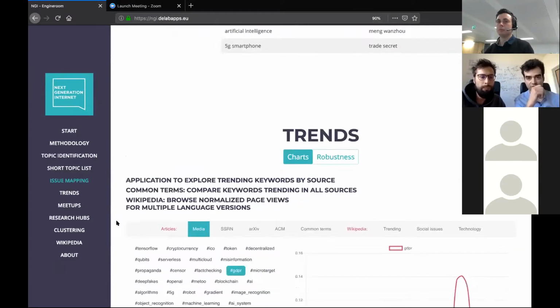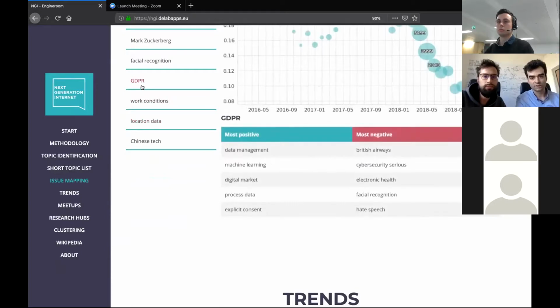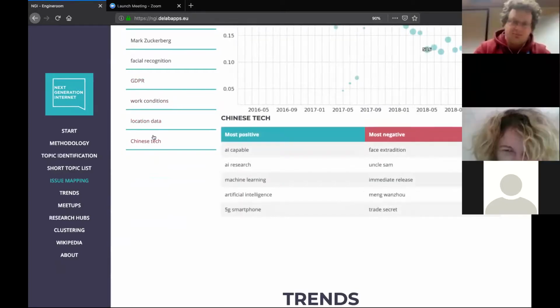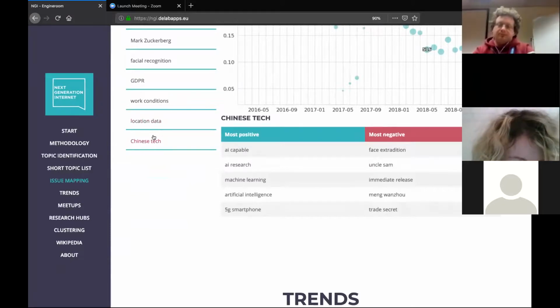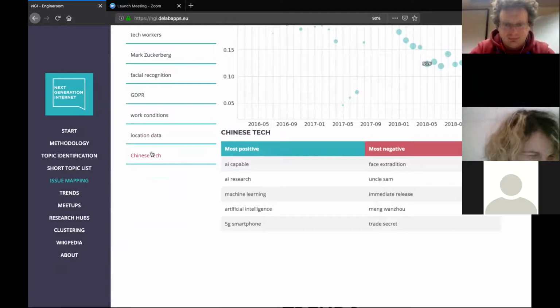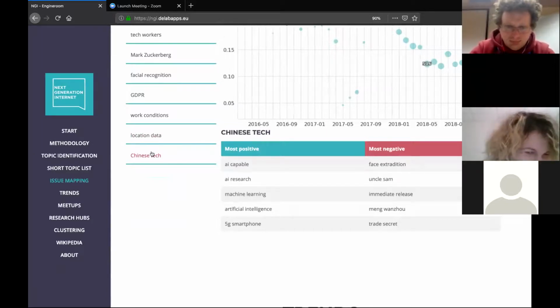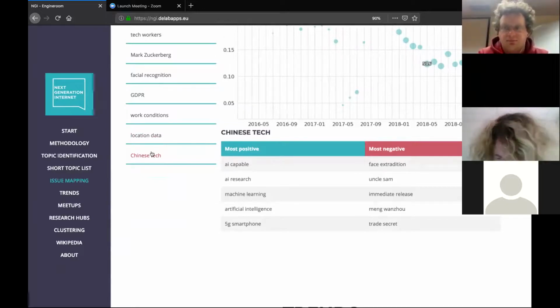The other interesting thing, maybe going back here a minute, is that we have always also been able to see the most positive and most negative words related to a given subject. So this way we see the two sides of the same coin. For example, Chinese tech has been positively discussed in relation to machine learning and artificial intelligence. On the other hand, there have been all these scandals lately, such as the trade wars or the recent scandals related to Huawei. So these are the negative aspects of this area of discussion.